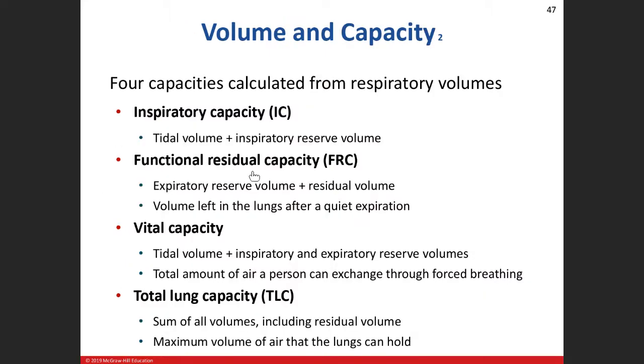All right, next is our functional residual capacity. Now, I've taken a deep breath in and I start to blow it out. What the functional residual capacity is going to measure is, when I take a nice deep breath out, when I force it out, how much air is left in my lungs. Basically, I take a breath in, I take a breath out, and then I just say, keep blowing out.